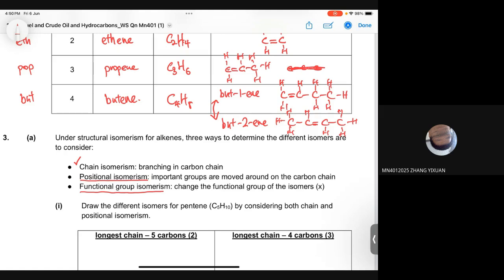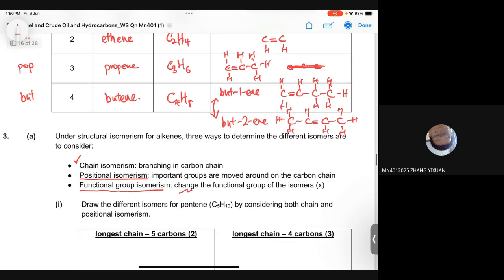You read the thing here, what does it say? Oh, positional. Because for functional group isomerism, you are changing the functional group, meaning if this is a C double bond C, if I do a functional group isomerism, I should not see my C double bond C anymore. It should become something else. That's what they mean by changing the functional group. Positional isomerism is about moving the functional group around. Make sense? Are we okay?